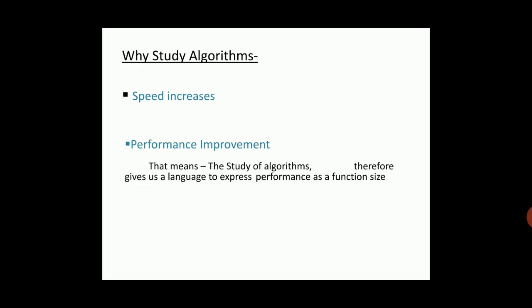Okay, and the second point is performance improvement. In the first point, if the speed is increased, that means processing is increased, then it is justified that the performance is also improved, and that is accurate. So we know that performance improvement is the study of algorithms. Therefore we express performance as a function of size.